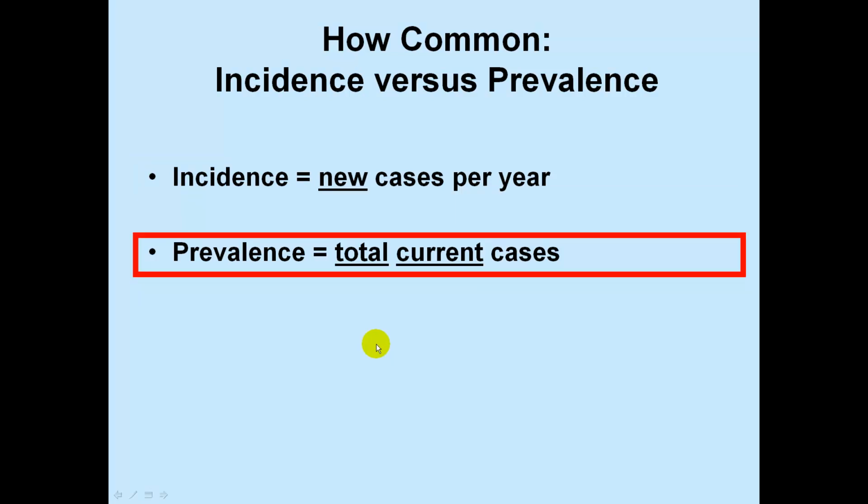Prevalence, on the other hand, is the total number of current cases. So if you were to take a snapshot in time and say, okay, during this window in time when I took a look to see who currently has this condition, that would be a prevalence rather than an incidence.